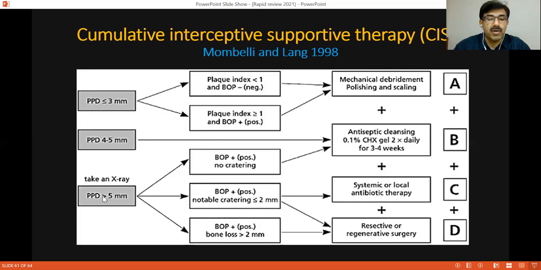Now, if you find that the pocket depth is increasing, probably along with bleeding on probing, then you will have to take a radiograph. When you take a radiograph and find that it's the initial stage of peri-implantitis and there is no cratering, there's no other type of intervention needed. You just need A and B. That is all that is needed. But if you see a notable cratering of around 2 millimeters, in that case, along with A and B, you have to add systemic or local antibiotics also, that is C. But if you have a real crater with bone loss of more than 2 millimeters, that is where you go for D. A plus B plus C are all non-surgical treatment, but D is a surgical treatment. It may be a regenerative or a resective type of treatment.